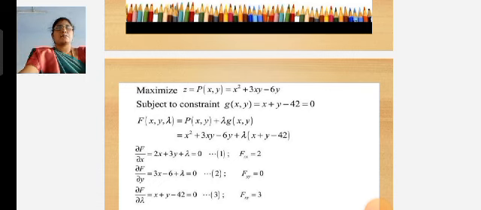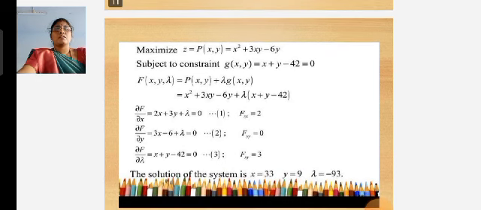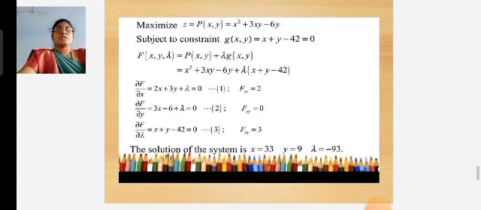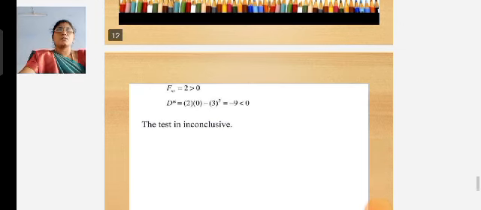Then the function can be written as F of x comma y comma lambda. Now we find dou f by dou x and dou f by dou y, and set them equal to 0. Therefore the solution of the system is x equal to 33, y equal to 9 and lambda equal to 93. Then d squared f by dx squared, or D, is not greater than 0, therefore the test is inconclusive.